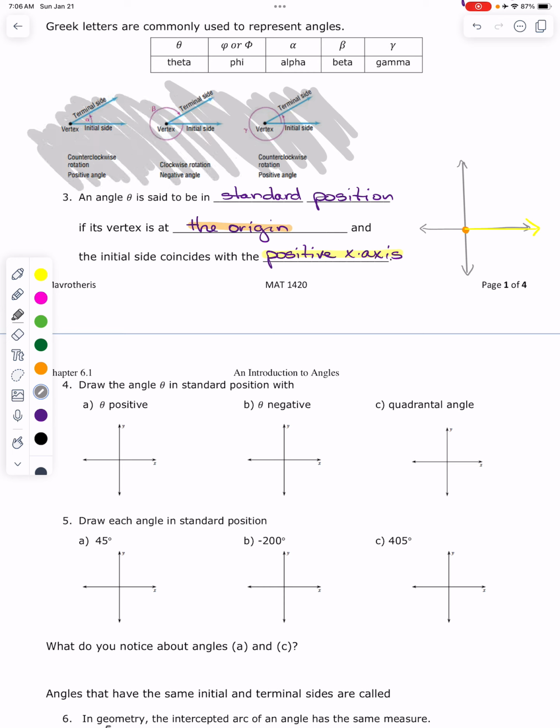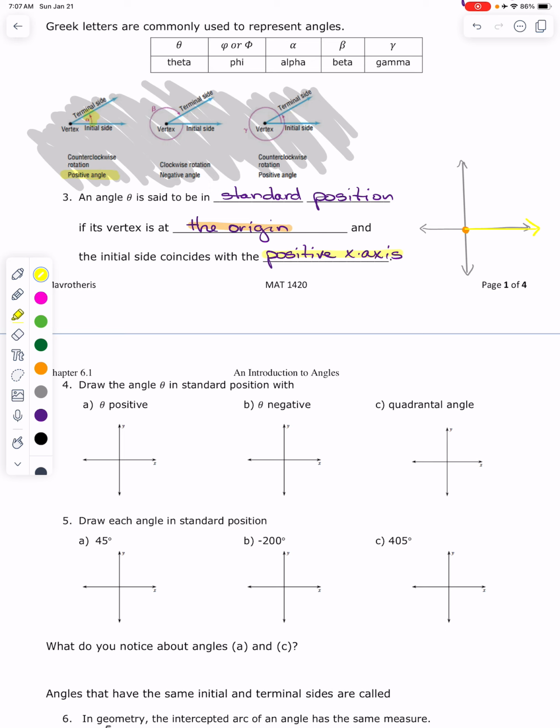Now, a couple of things I want you to notice here. As we look at each of these angles, notice that the vertex is the left-hand side, what would correspond to our origin if we were on a coordinate grid. That initial side falls along that positive x-axis. Notice this first one, positive angle, rotates in the counterclockwise direction, so opposite the direction of an analog clock.